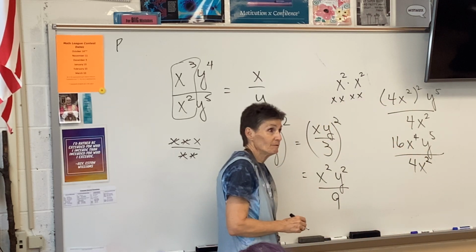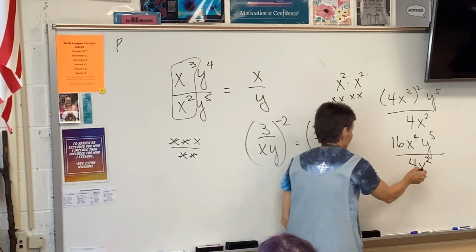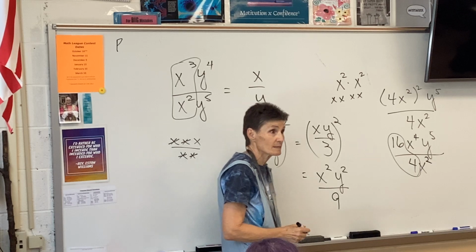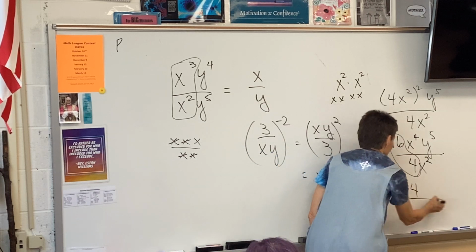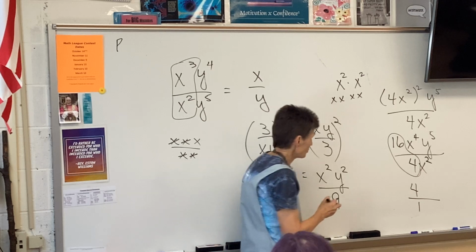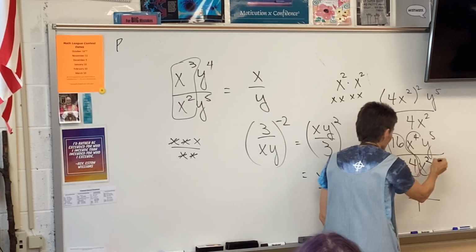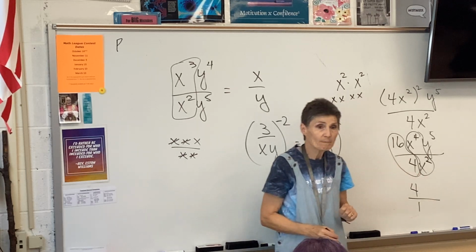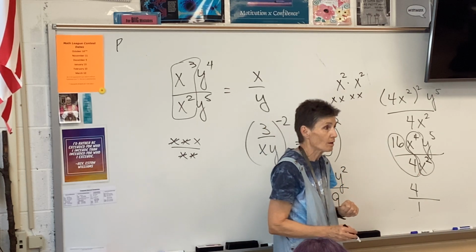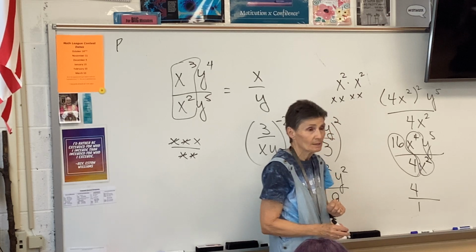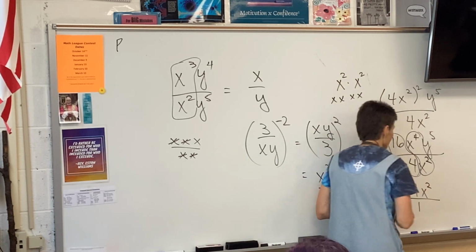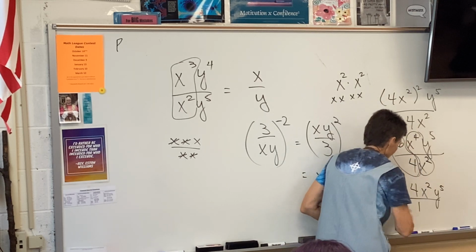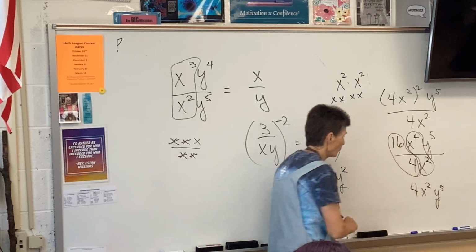Okay, so now we're here. Now I think we can start simplifying. What happens with our numbers? Divide. 16 divided by 4 is 4. Now let's look at our x's. How many x's are on the top? 4. How many are on the bottom? 2. Who has more? The top. How many more? 2. So we got x squared on the top. And we don't really need this. So 4x squared y to the 5th.